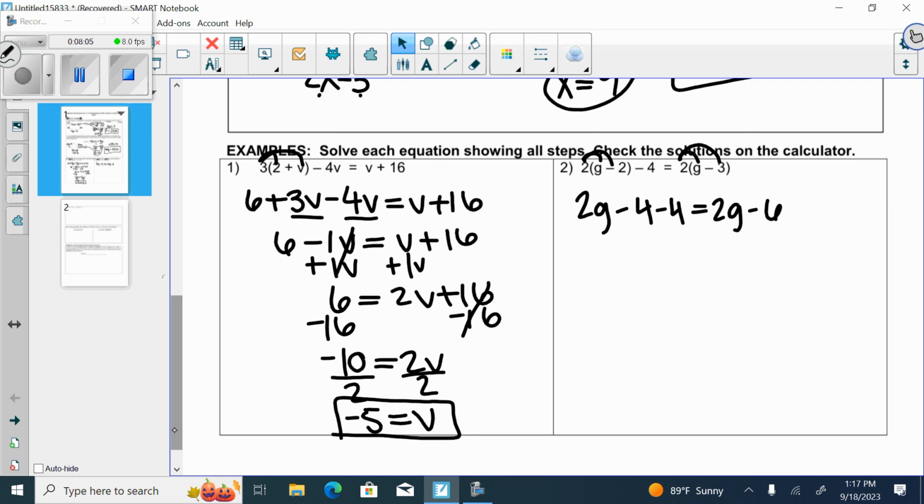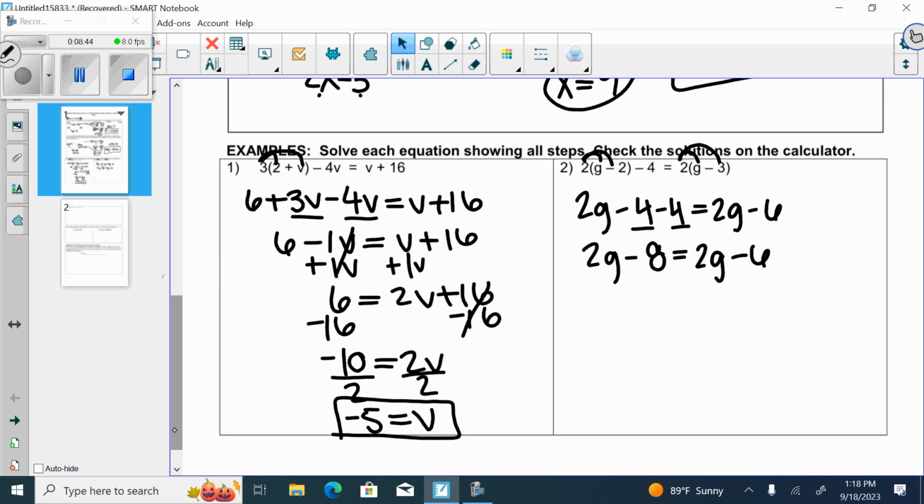Okay, so on the other side, it's actually 2g minus 4 minus 4, right? Wait, I put positive. Well, a positive times a negative is a negative, so it's a negative. Let's be correct. Now before we start doing anything, I combine like terms, right? What can I combine right now? You can combine the negative 4s. What is negative 4 minus 4? They're all negatives. Negative 8. Negative 8, good. So I'll have 2g minus 8 equals 2g minus 6.